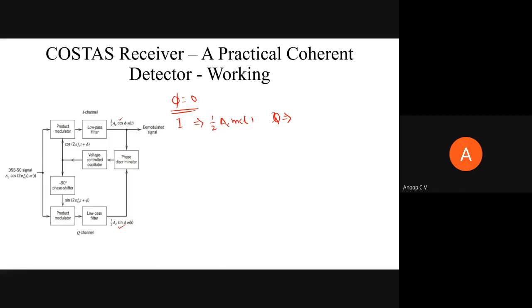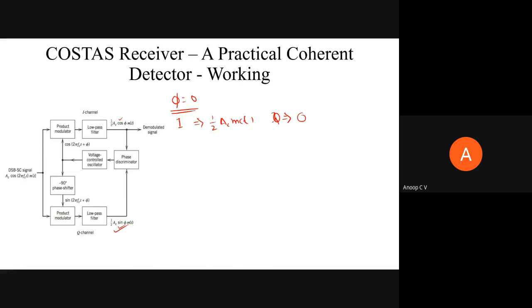Please type it in. When phi equal to 0, what happens to sine phi? So what will be the Q channel output now? All of you can see this, right? What happens to the Q channel output? Yes, people are typing in 0. So the Q channel output will be 0.